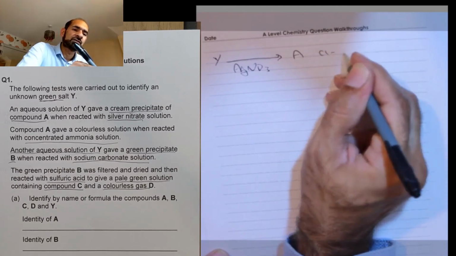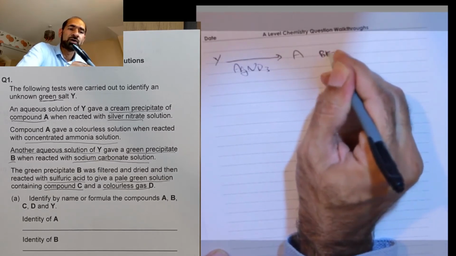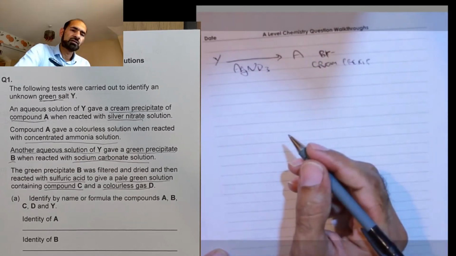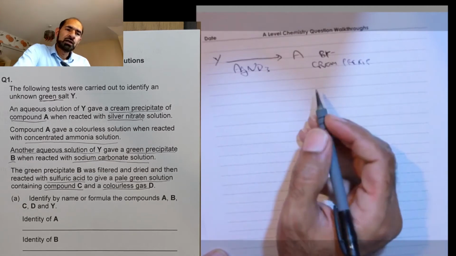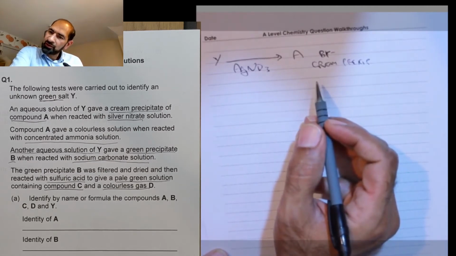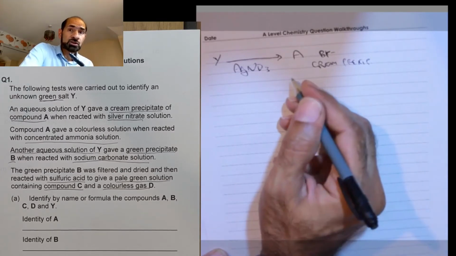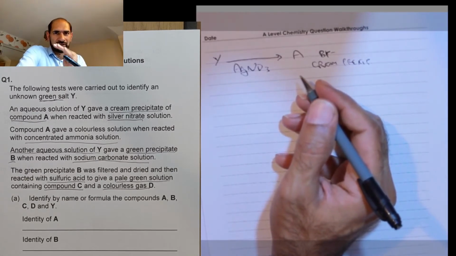So that is likely to be a bromide ion, a cream precipitate. I should have put PPT, but never mind. So that's the bromide. Then compound A gave a colorless solution when reacted with... Sometimes it's not very easy to tell apart the various colors of the chloride, bromide, and iodide: white, cream, and yellow. It's not very easy.